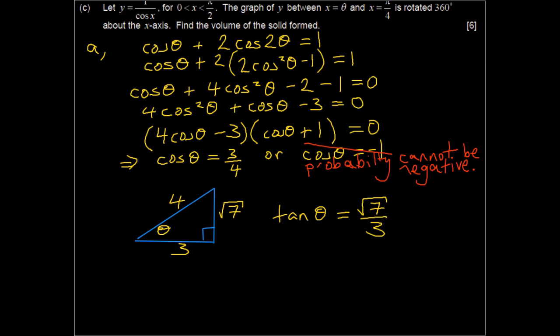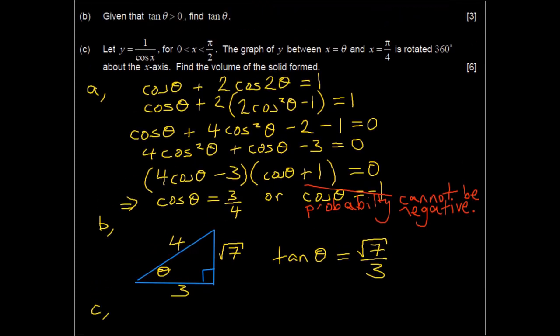There are other ways you could do this. You could potentially use sine squared plus cos squared is 1, but tan theta is root 7 over 3. I find it easiest just to use the triangle there. So that is part B. And then lastly we have part C. Let's just go back and read what that says.